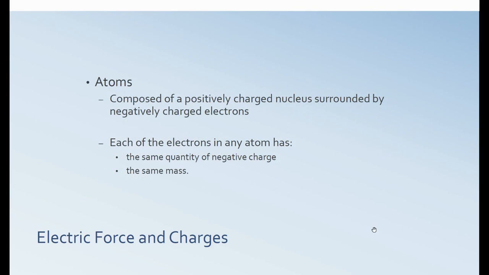So our atoms have their nucleus, which is positively charged because the nucleus has those protons and neutrons in it. And then our atoms are also surrounded by a cloud of negatively charged electrons. Each of the electrons in any atom has the same quantity of negative charge and the same mass. So there's not really any difference between the electron on this side of the atom and the electron over on this side of the atom. They're going to have the same quantity of negative charge and the same mass.